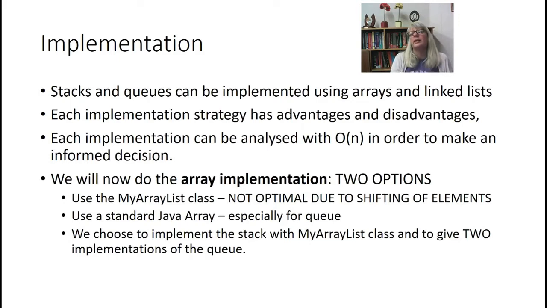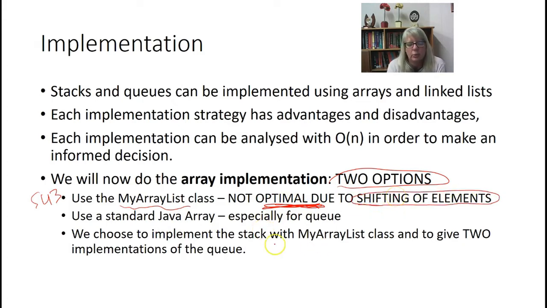Okay, we did the linked list implementation. Now we are going to go through the same effort with the array implementation. And it's easy because you know now that you have a lot of work in study unit 3 you can rely on. But we are going to do two options. We are going to use study unit 3 to do the array list, my array list, but it's not optimal. It's really not optimal because part of that array list shifts the elements.